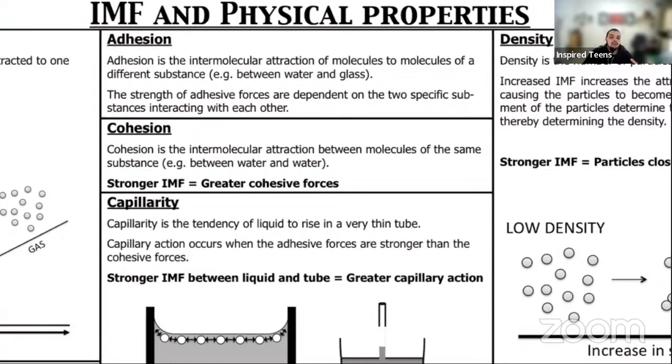Okay, let's talk about cohesion. Cohesion is the intermolecular attraction between molecules of the same substance. Example, between water and water. Stronger intermolecular forces, greater cohesive forces. They don't explicitly mention a relationship.